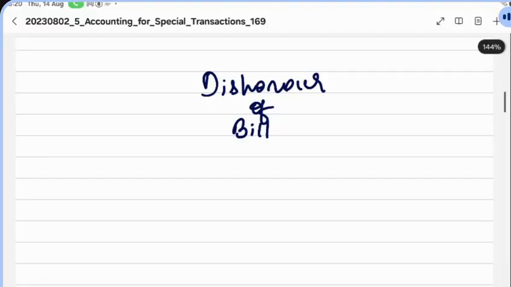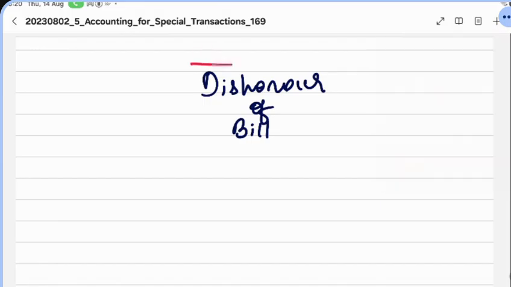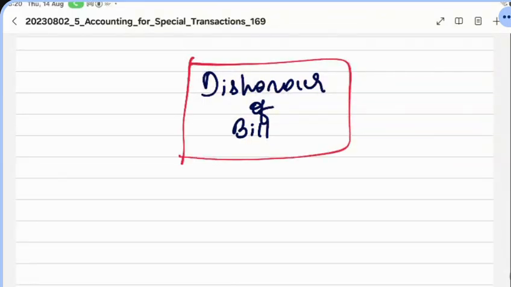Dishonor of bill. Let us put that in red color. What is dishonor? I always tell, what is honor? Respecting. Correct? How can you respect a bill? Make payment for it.